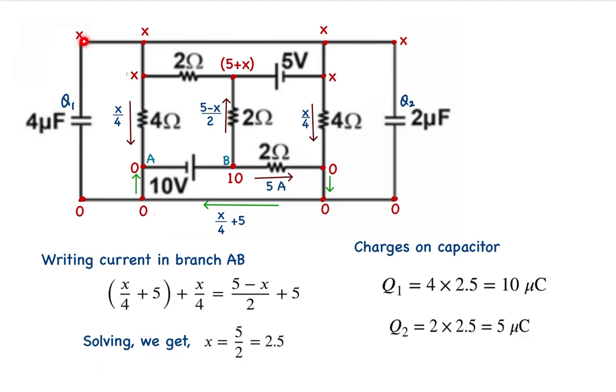So if x is 2.5, so potential difference across this will be 2.5, and across this capacitor also potential difference will be 2.5 volt. So charge is given by capacitance into potential difference. So by solving we get Q1 equal to 10 microcoulomb and Q2 as 5 microcoulomb. So this is the charge on the capacitors. Thank you.